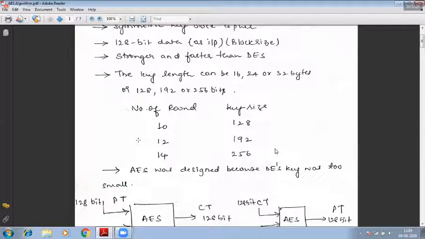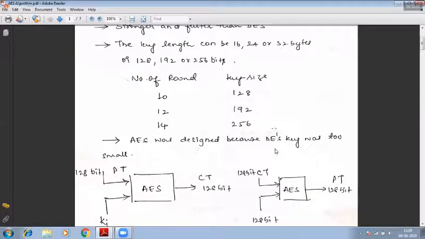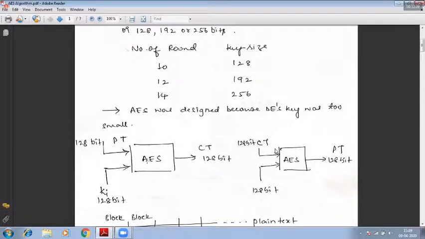When IBM invented all these methodologies, they went on with a reduction in the number of rounds, and these were the reductions with respect to the number of rounds. Because AES was designed only because the DES key was too small. So a quick glimpse on this.